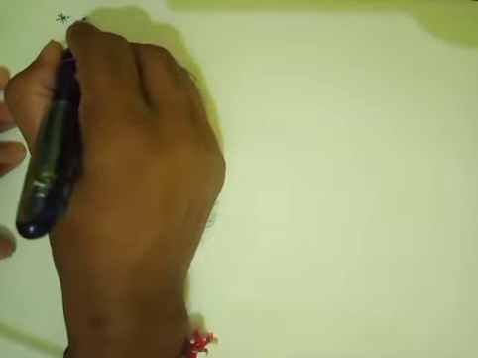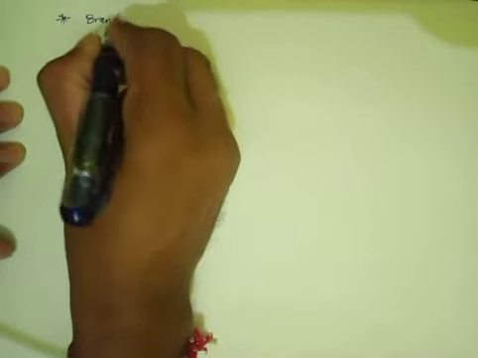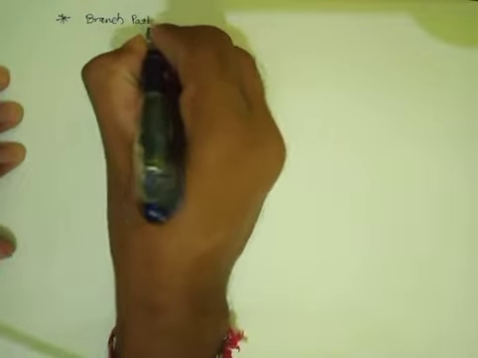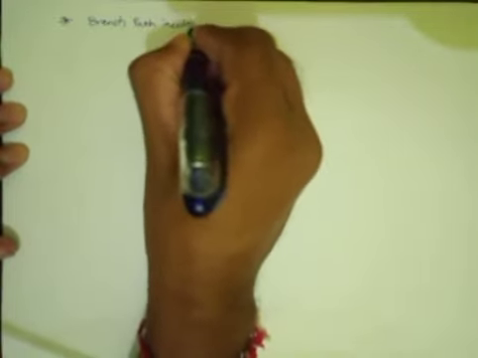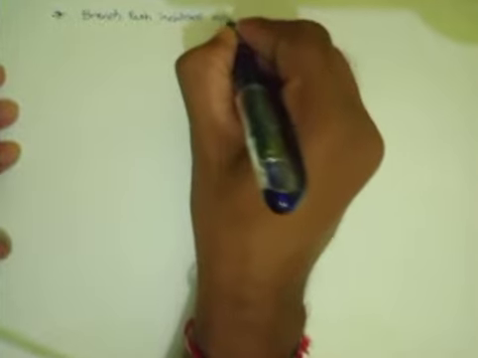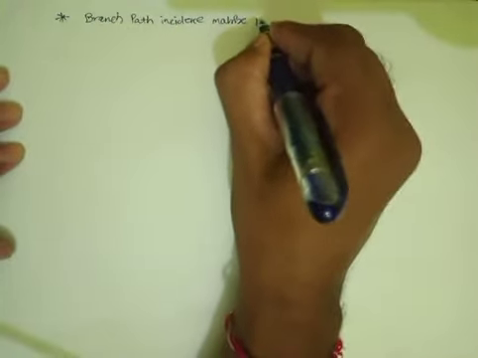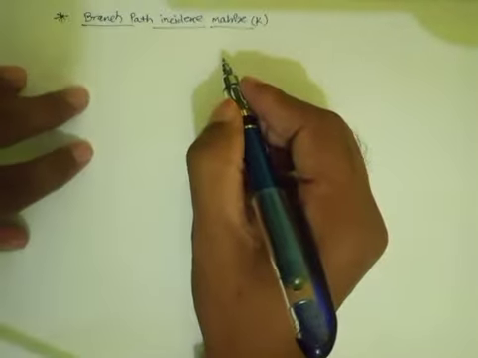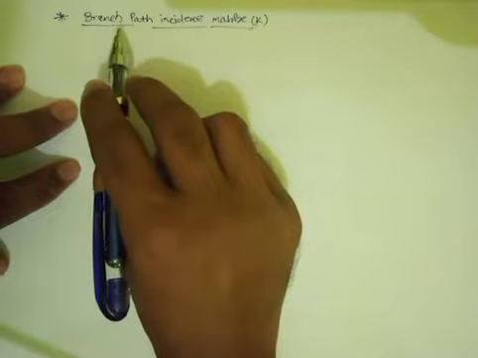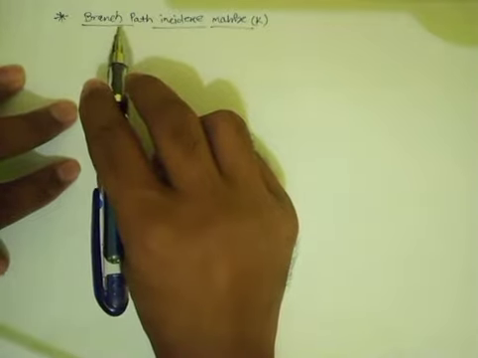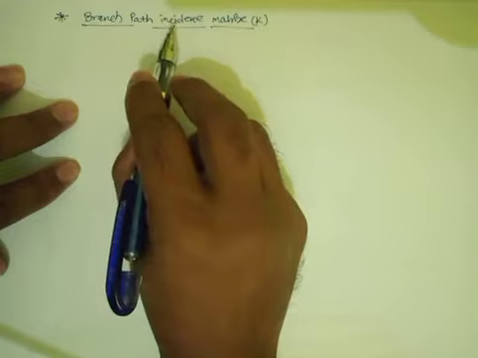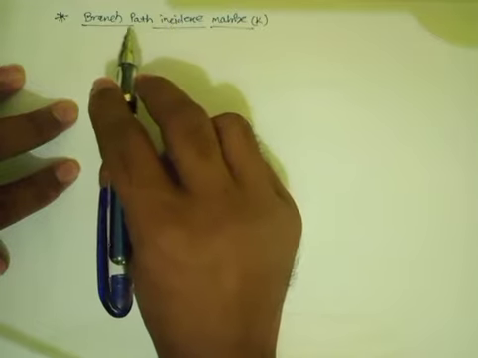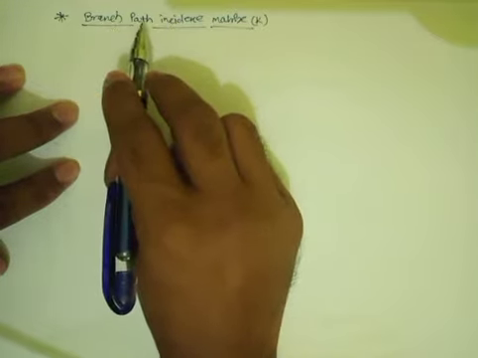Now today we will discuss the topic that is branch path incidence matrix, and it is denoted by K. Okay, now as the name suggests itself, that is branch path incidence matrix, obviously this matrix will be between branch and path.